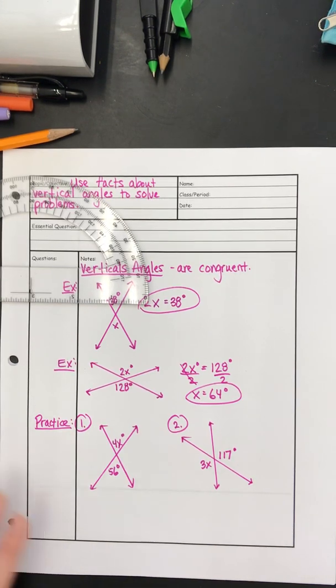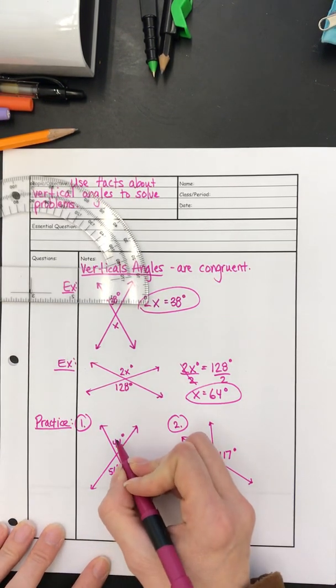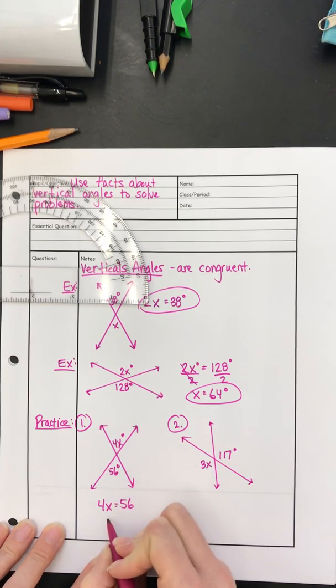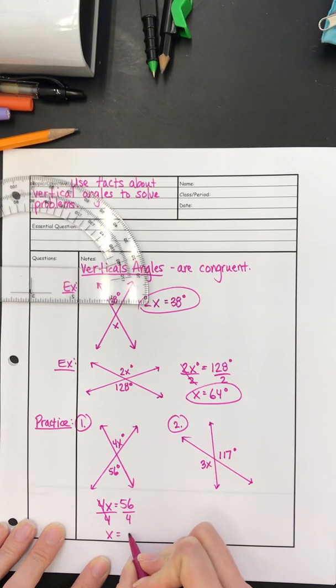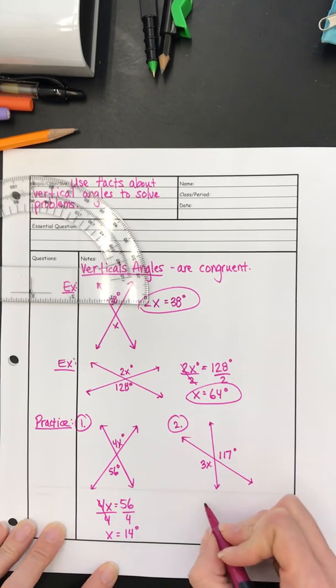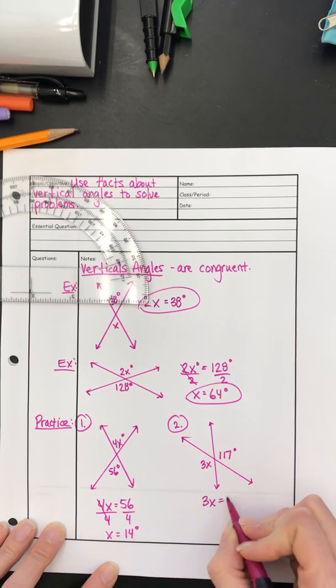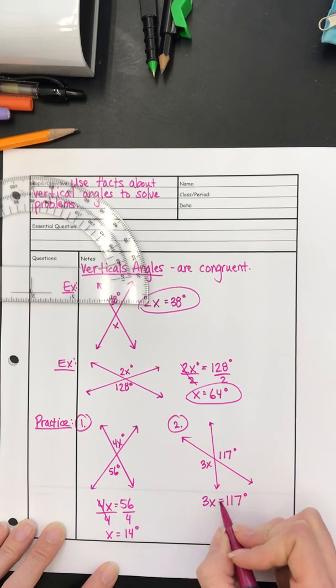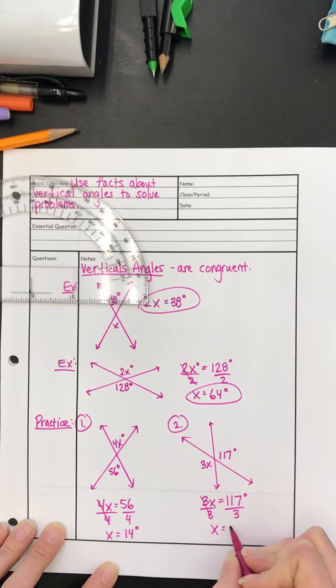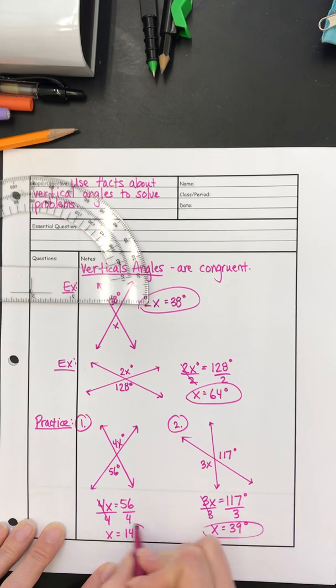Okay, hopefully you had a chance to solve it. I'm going to run through it quickly. We know that these two angles are equal to each other. So 4x is equal to 56. Solve for my variable, and I find that x is equal to 14 degrees. Okay. Here, next one, these two angles are equal to each other. So 3x is equal to 117 degrees. Divide both sides by 3, and you get x is equal to 39 degrees. Okay?